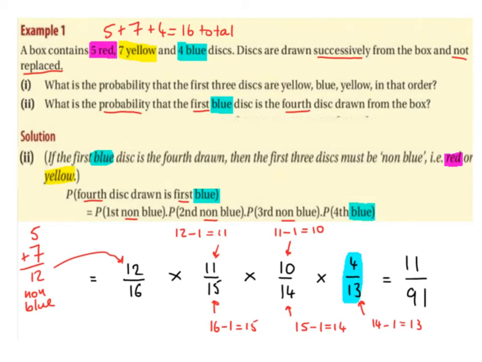So because we were told that it was not replaced, that's why the numbers reduced by 1 each time. Because each time a disc was taken, it was not replaced.